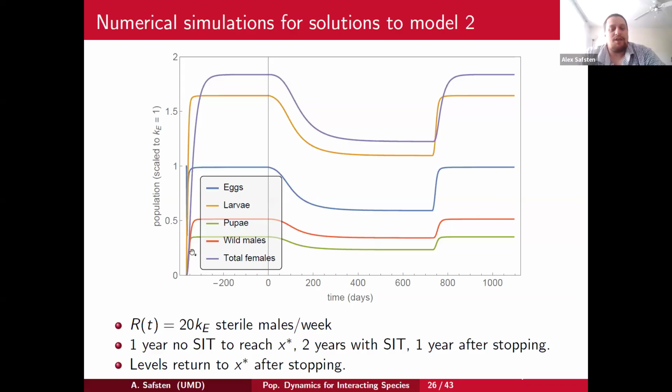Look at the vertical axis for this plot. It shows that the total female population, which is the purple curve on top here, is a little bit less than twice the carrying capacity. That's the carrying capacity for eggs, right? So however many eggs I can lay in my environment, I have about twice as many females flying around. If I release 20 times the carrying capacity of sterile males, so for every female I have now 20 males that have been sterilized, I can reduce the population of females by about a third.